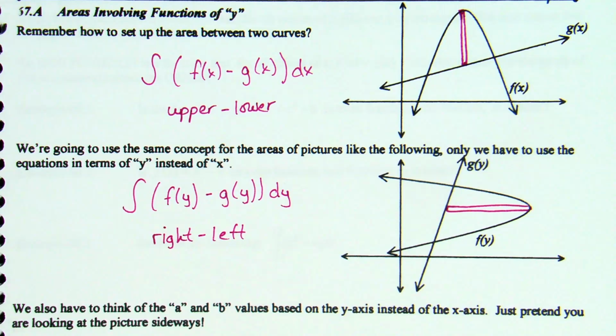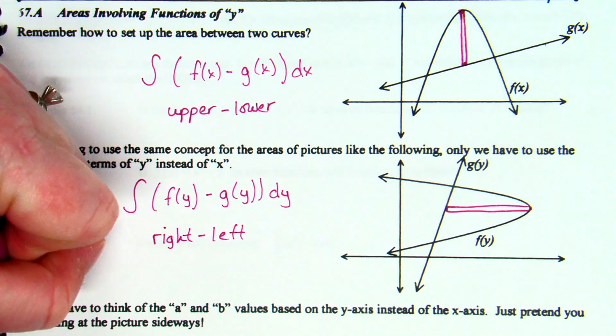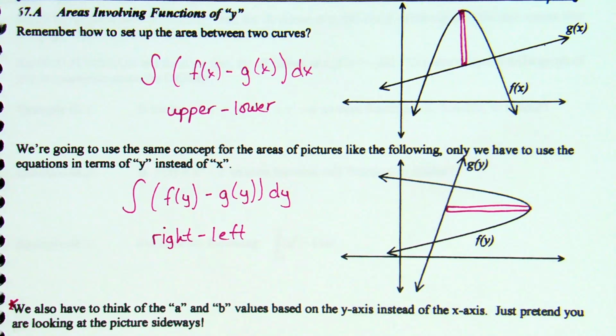So that'll be the big difference today. Notice the side comment down there: we also have to think about our a and b values. Normally when we do upper minus lower, our boundary values are the x values. Well, when we do right minus left and we work in terms of y, our a and b values need to be y values. So it's going to be based on the y-axis instead of the x-axis.